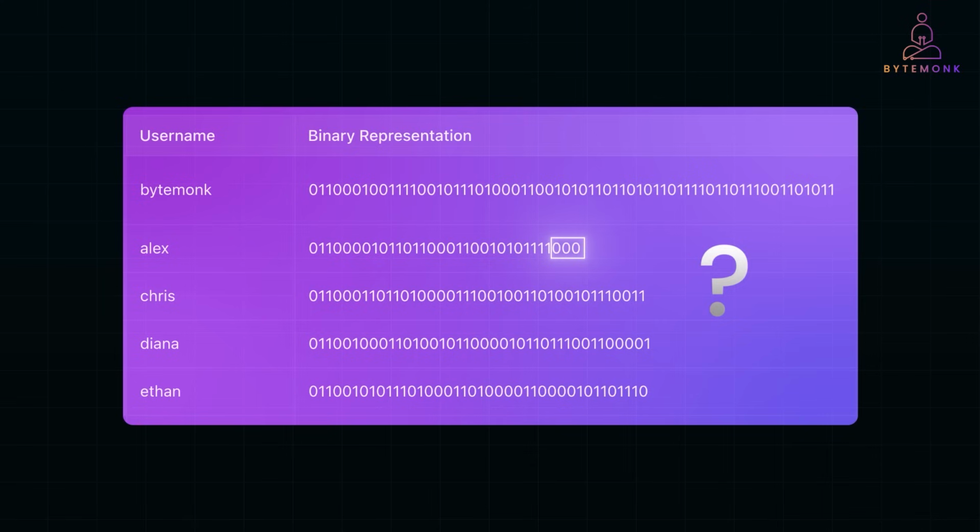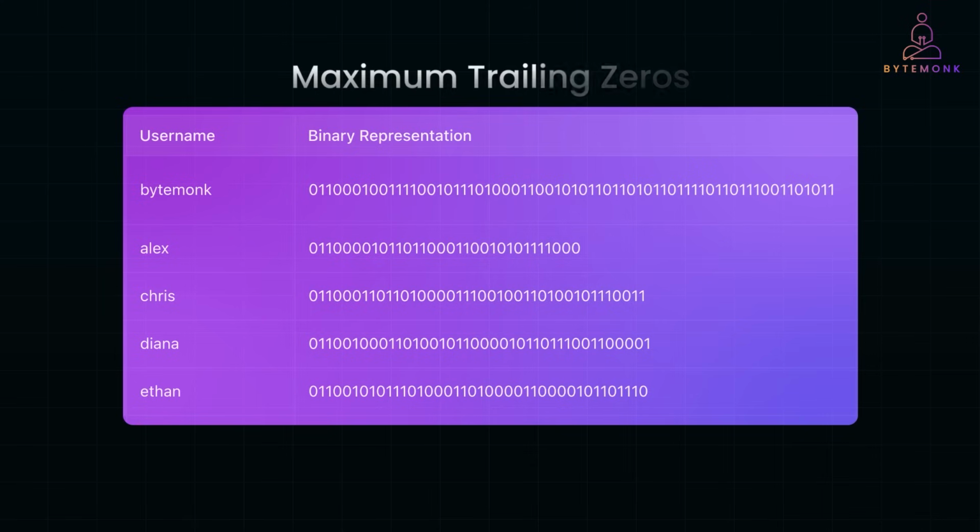When analyzing a set of binary numbers, the maximum trailing zeros gives us an estimate of how many unique numbers we have likely processed. You see, each binary number can end in either 0 or 1. And since these two values are equally likely, the probability of a number ending in 0 is 1 by 2.